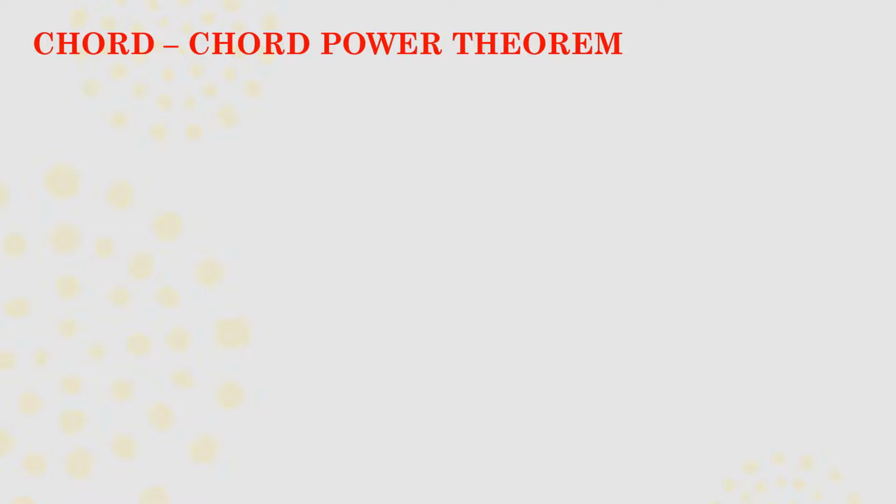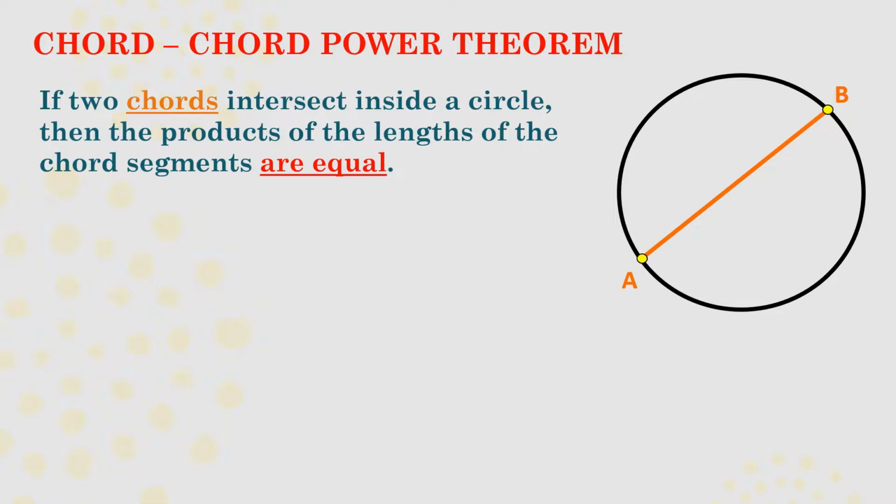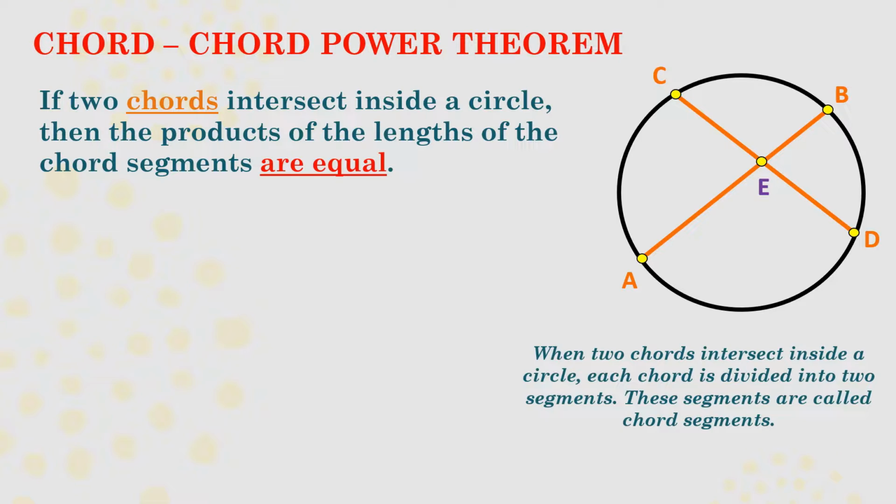Okay, so let's have the first theorem, the chord-chord power theorem, also known as the two-chord power theorem. According to this theorem, if two chords intersect inside a circle, then the products of the lengths of the chord segments are equal. So let's have a circle, and let's have chord AB and chord CD intersecting inside the circle at point E. When two chords intersect inside the circle, each chord is divided into two smaller segments. These segments are called chord segments.